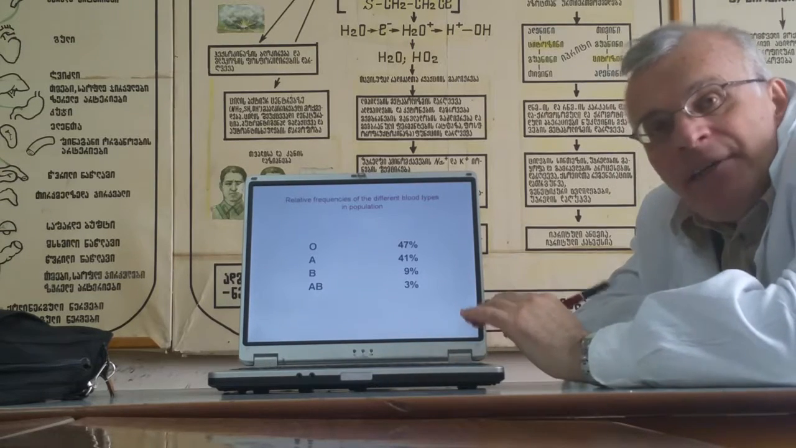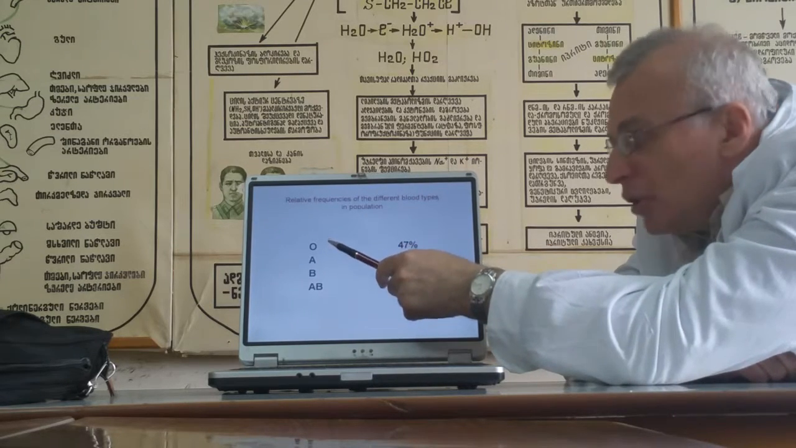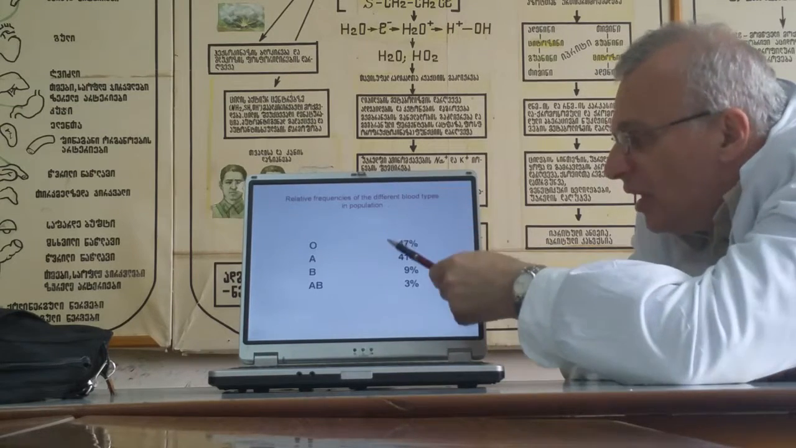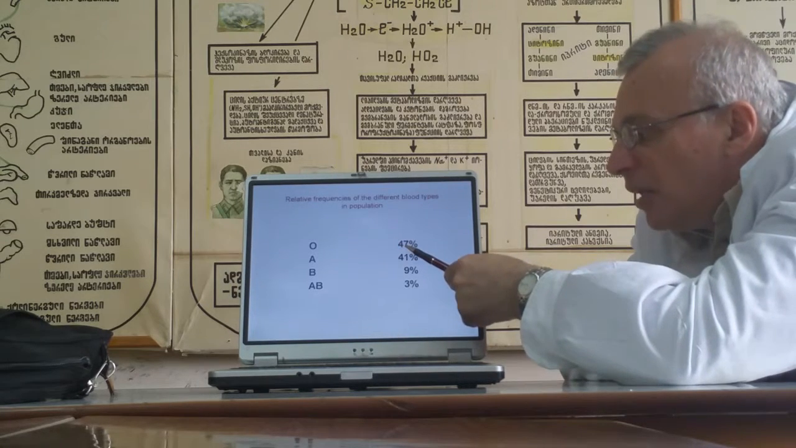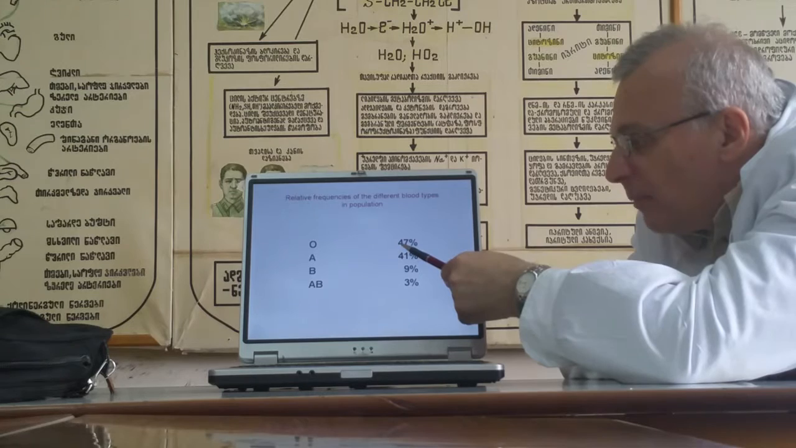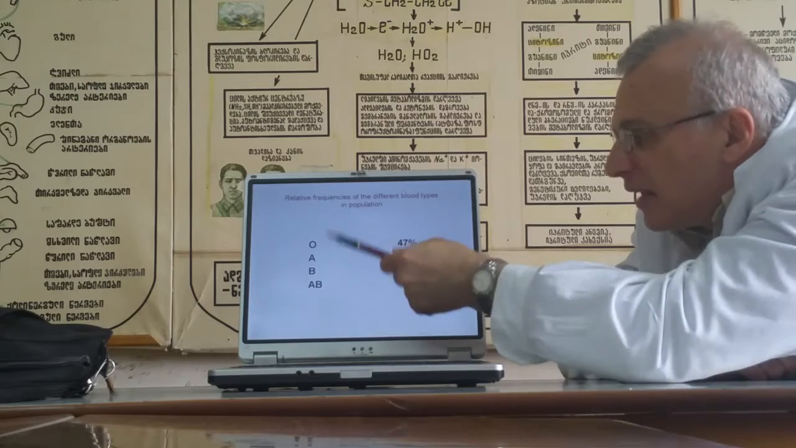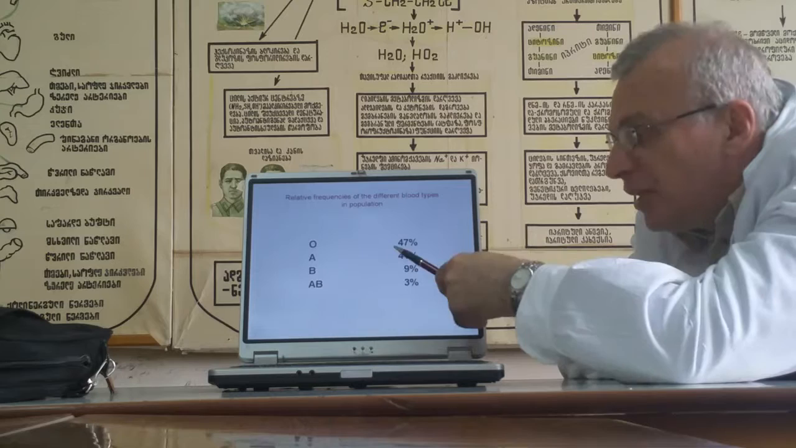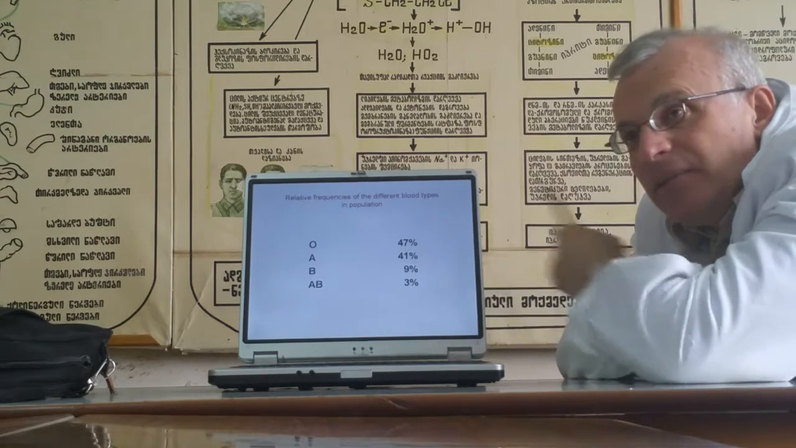Usually population group number O, when we have no agglutinogens but we have both agglutinins, is the most popular group of blood. In white people this is 47%, and the second one is the A group, 41%. So for most of the white population, the first group is the most popular.